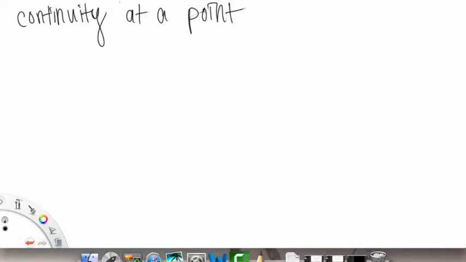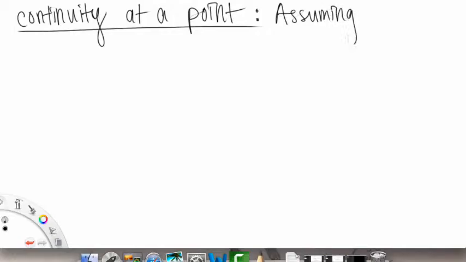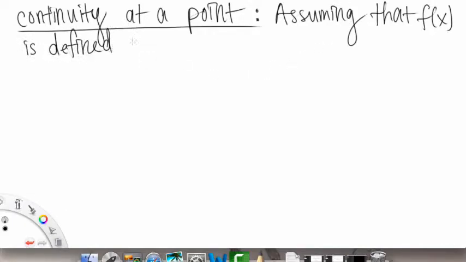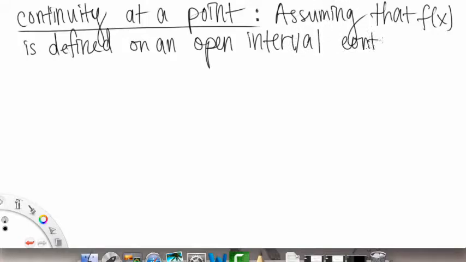So what this means is that we're going to, first of all, have assumptions. So we're assuming that f of x, some function, is defined on an open interval, so that means not including endpoints, containing some x value which is equal to c, some constant, okay?